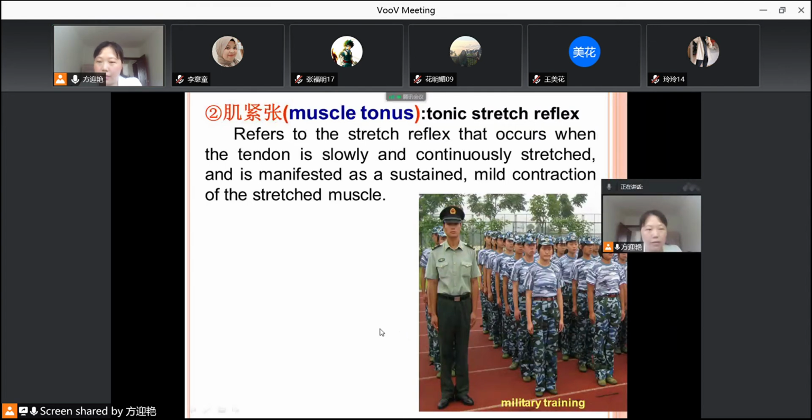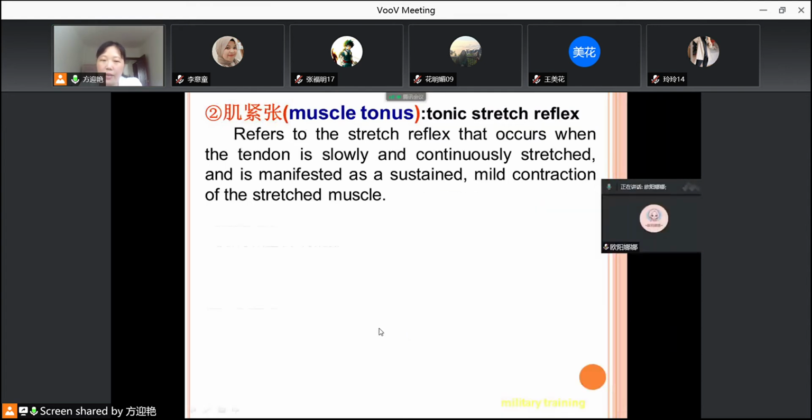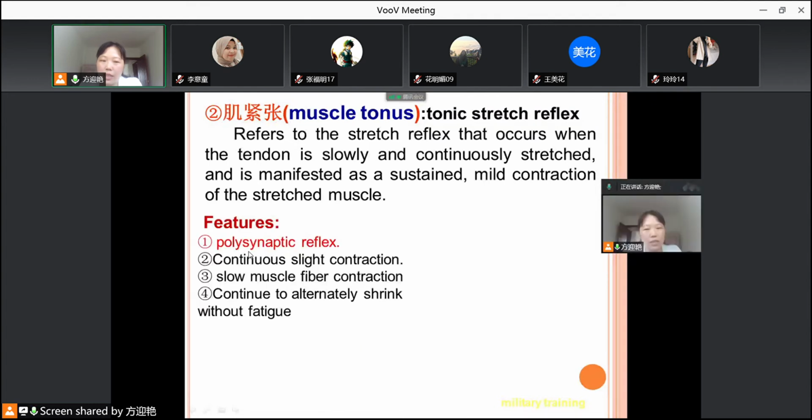Yes, Laoshi. I hope you know that officially the muscle tonus reflex is a polysynaptic reflex, not a monosynaptic reflex. It means that the muscle tonus is also a reflex, and its reflex arc needs more than one synapse. So here it is the polysynaptic reflex.